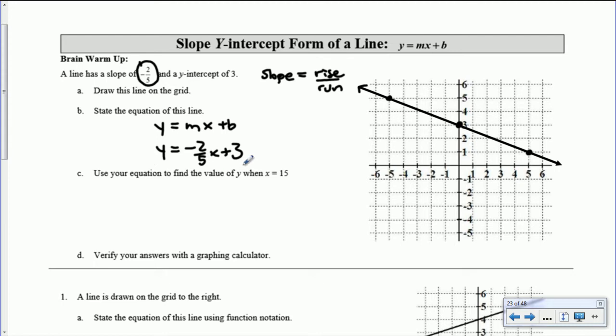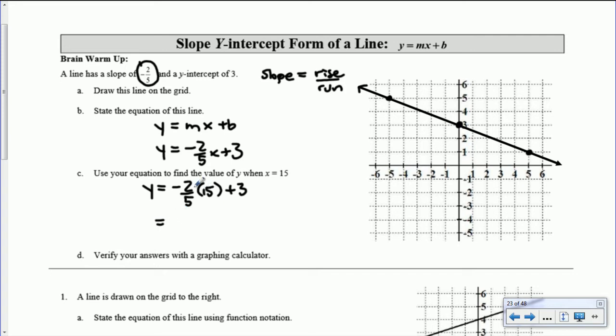So I start with this equation, and I put 15 in for x to figure out what the value of y is. So -2/5, I put a 15 in everywhere I see an x, plus 3, and now it's just regular order of operations, brackets, exponents, multiplications, and so on.